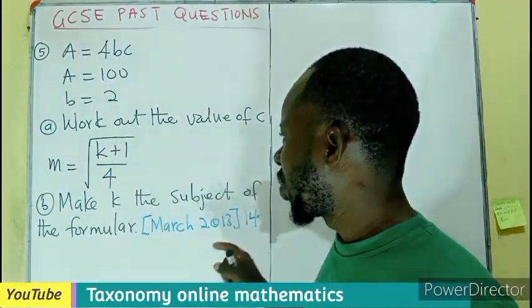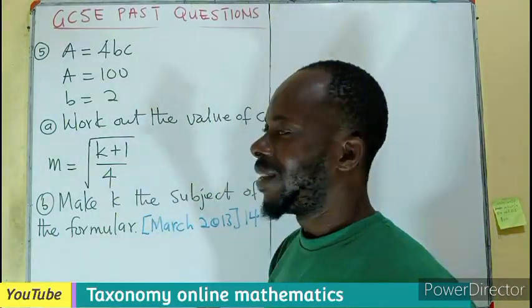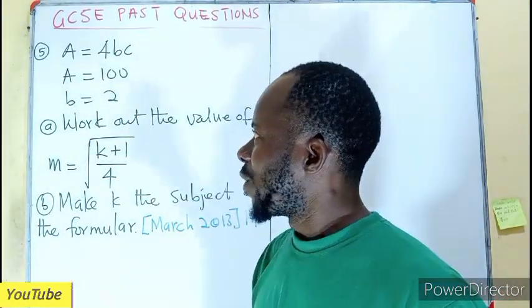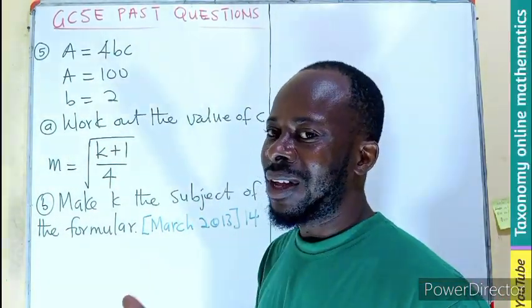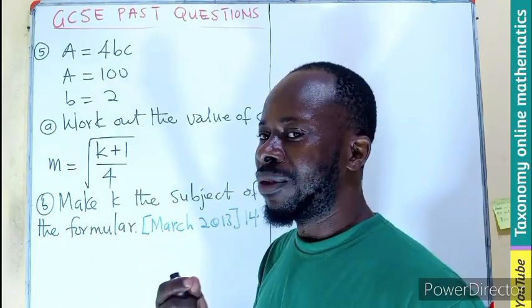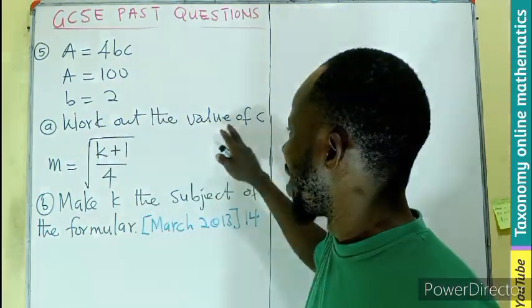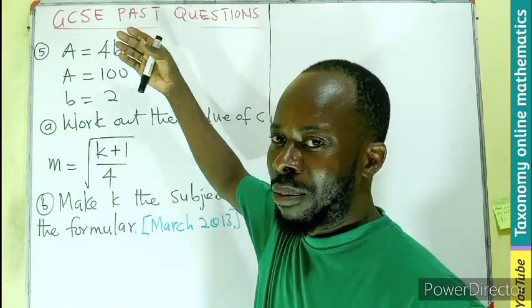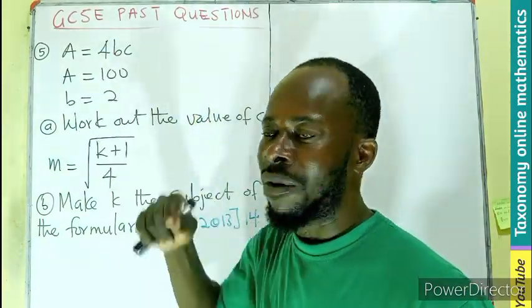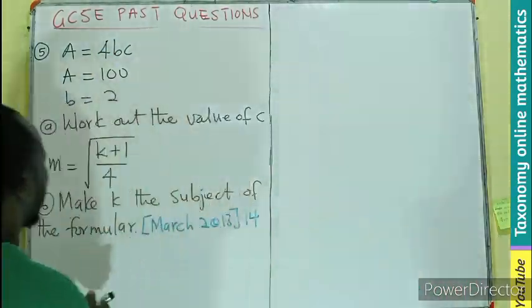GCSE past question, 2013 March, question number 14. A is given as 4BC, where A's value is 100 and B's value is 2. We have to work out the value of C, more or less like a substitution into a formula. So, fast forward.